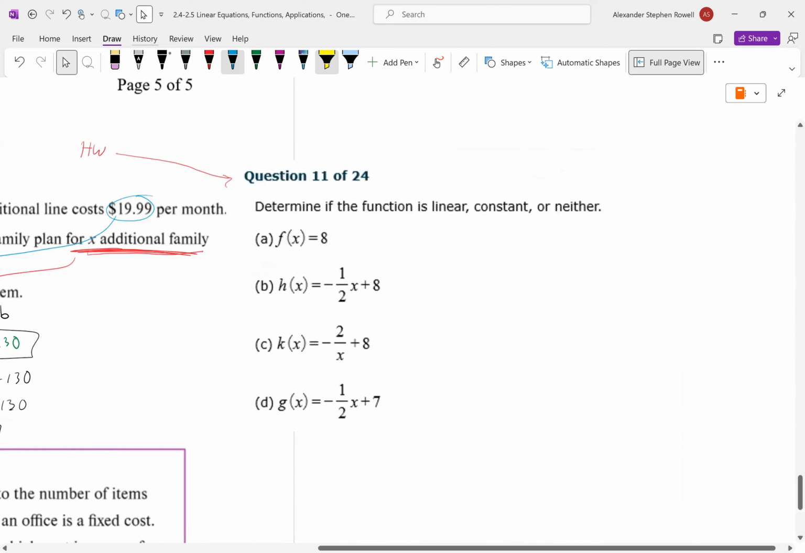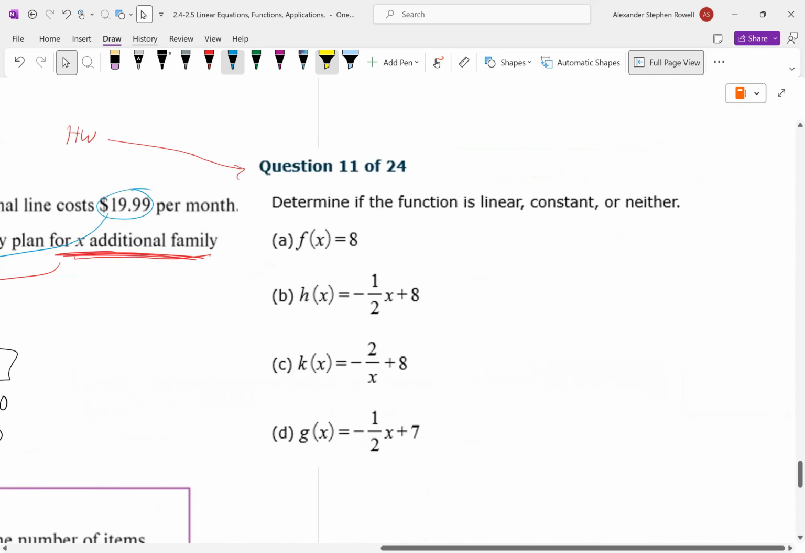All right, I did want to get to one homework problem that you'll see that might be a little bit tricky. Determine if the function is linear, constant, or neither. What do you know about linear functions? Straight lines, and the exponent of your variable is 1. What do you know about constant functions? They're, yeah, straight horizontal though, right? Not going up or down. Constant functions are horizontal, but really y is equal to a constant number.